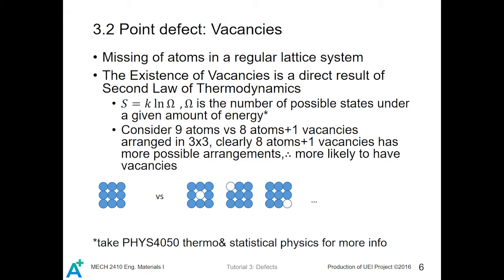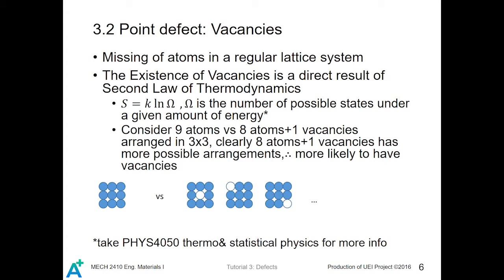Using the definitions from statistical physics, S is equal to K times ln omega. S is the entropy, and K is a constant, named the Boltzmann constant. Omega is the number of possible states under a given amount of energy. Let's consider a 9-atom case. Consider 9 atoms versus 8 atoms plus 1 vacancy arranged in a 3 times 3 square.